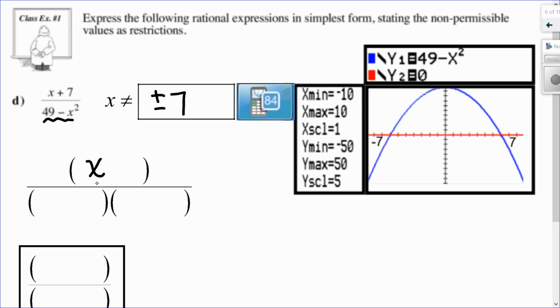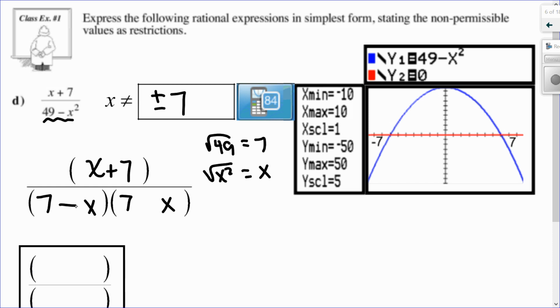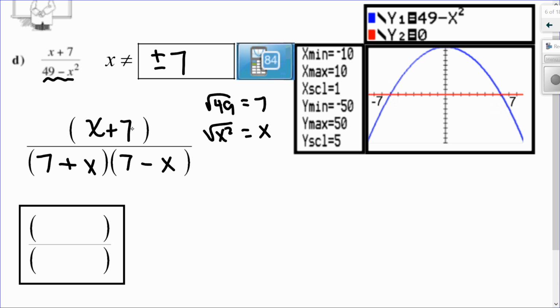So in the numerator, nothing to factor. In the denominator, this is a difference of squares because the square root of 49 is 7 and the square root of x squared is x. So square root of 49 is 7, so I put the 7 first. Even though I really want the x first, you have to go in the order that they have it. Square root of x squared is x, and then I add one set and subtract the other. So I can see here that x plus 7 and x plus 7, it's just backwards here, same terms, same signs, cancel, and you're left with a 1 in the numerator over 7 minus x.